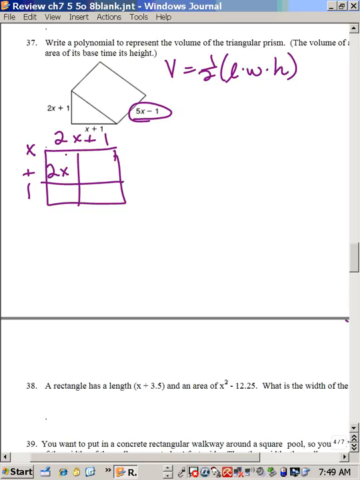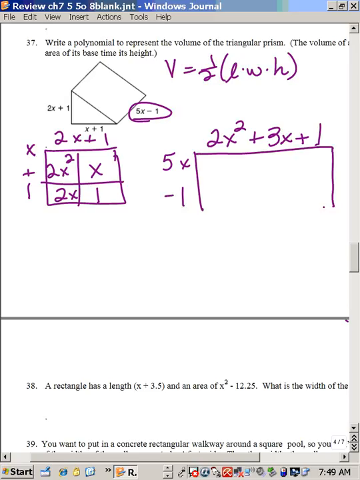So this is going to be 2x squared. 1 times x is x. 1 times 2x is 2x. And 1 times 1 is 1. That gives me 2x squared plus 3x plus 1. Kind of checking my work as I go. Now I need to multiply that by 5x minus 1.